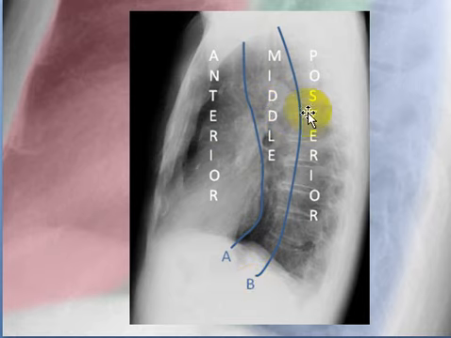And this B line, it is extended from the diaphragm to the thoracic inlet about 1 centimeter behind the anterior margin of the vertebral body and separates the middle mediastinum from the posterior mediastinum.